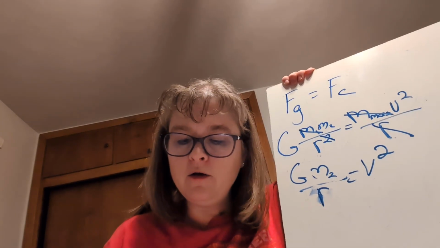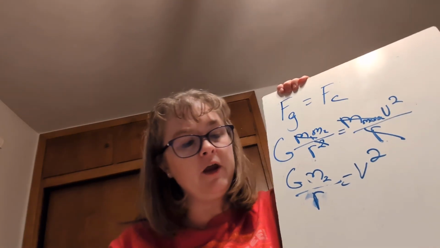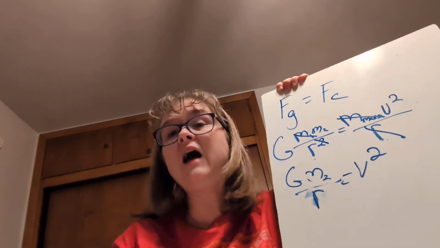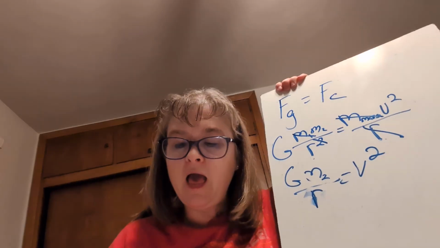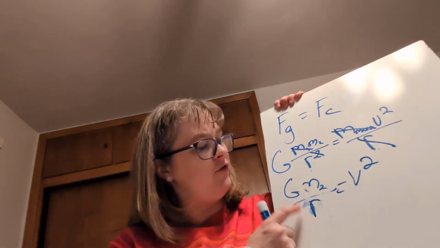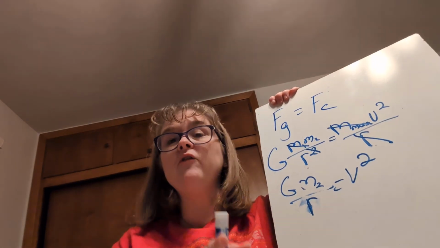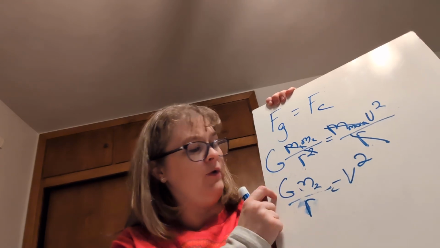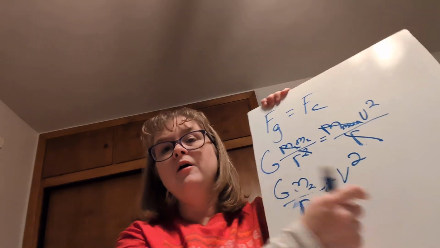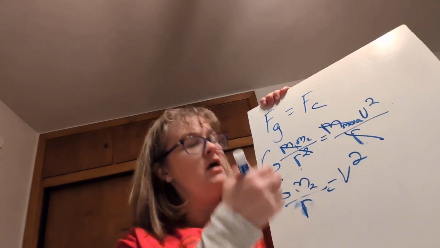We're given the orbital period. So we're given that time, right? And we are given the radius. So we're given this, and we're given a time, and we're trying to find this. We know G, we know R, we don't know V, and we don't know M.